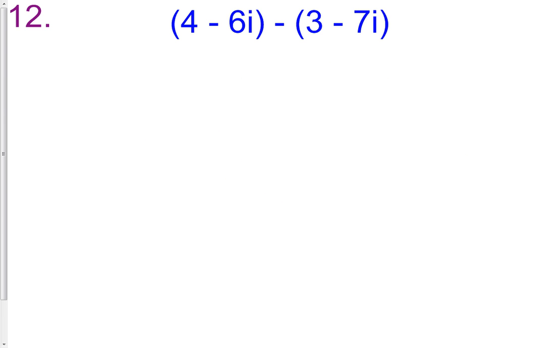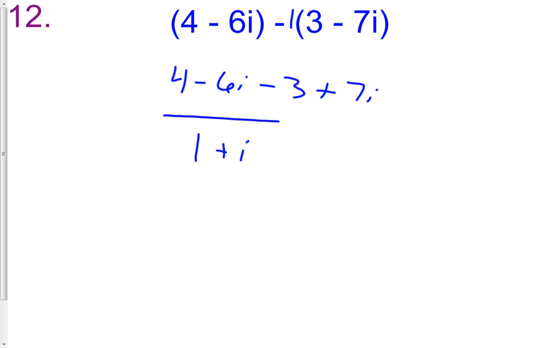Number 12. Now we're subtracting, so we're going to distribute the negative 1. So it's 4 minus 6i minus 3 plus 7i. Combine like terms, and we get 1 plus an i. 4 minus 3 is 1, a negative 6i plus 7i is a positive i. Finishing up here with problem number 13 with adding and subtracting.